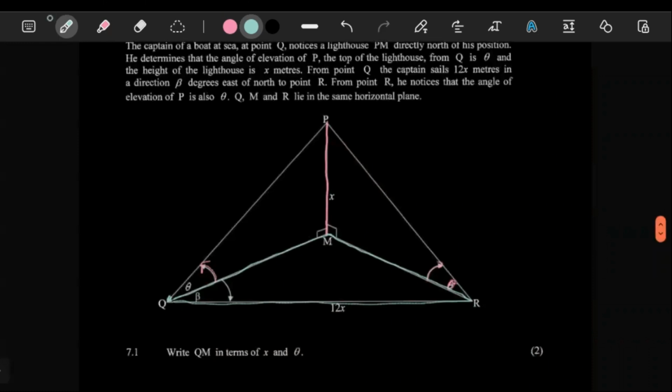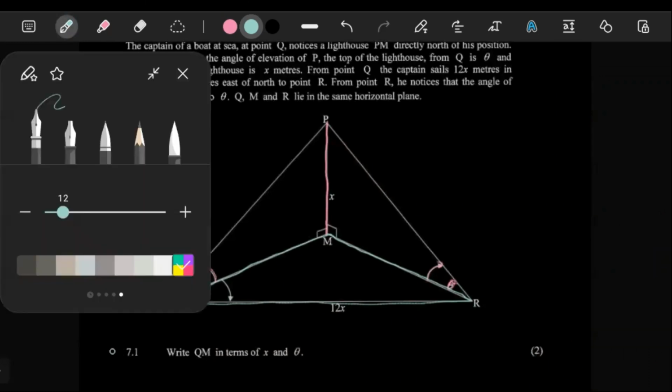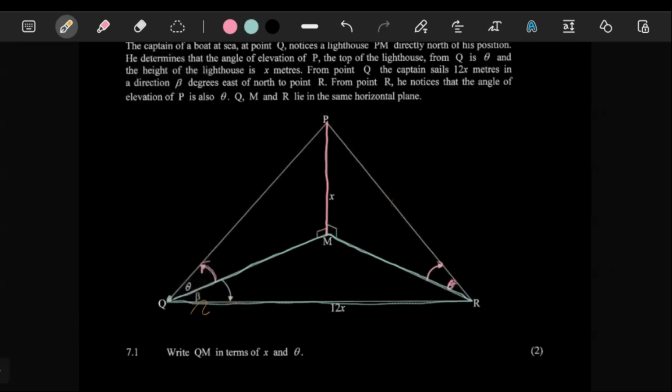So for these kinds of 3D triangles creations, always keep in mind that even though you're not given actual lengths here, you're given X, theta and beta, always treat those as though they're actual dimensions given.